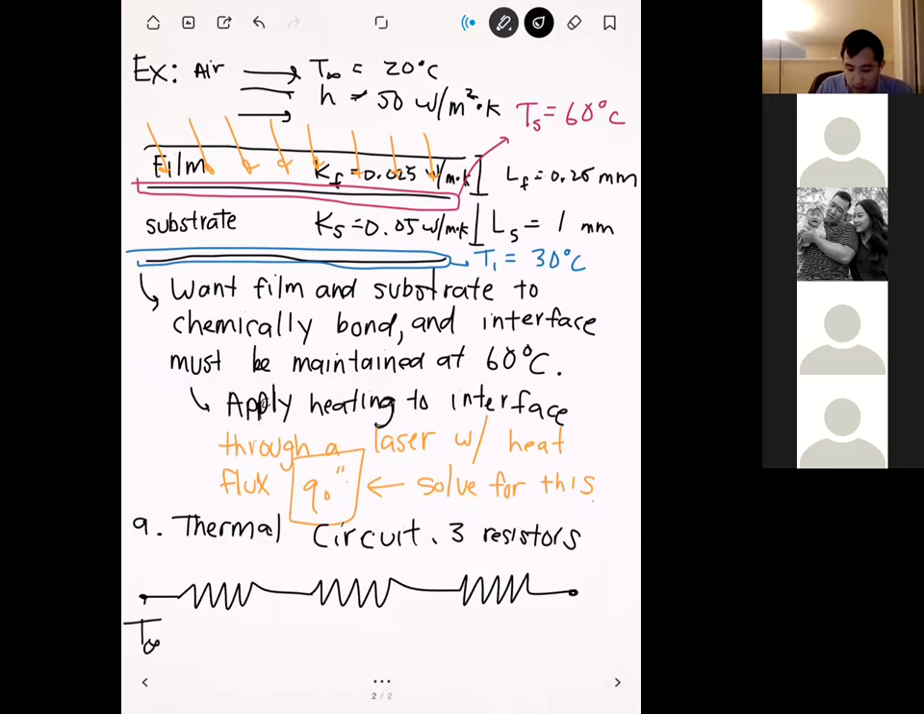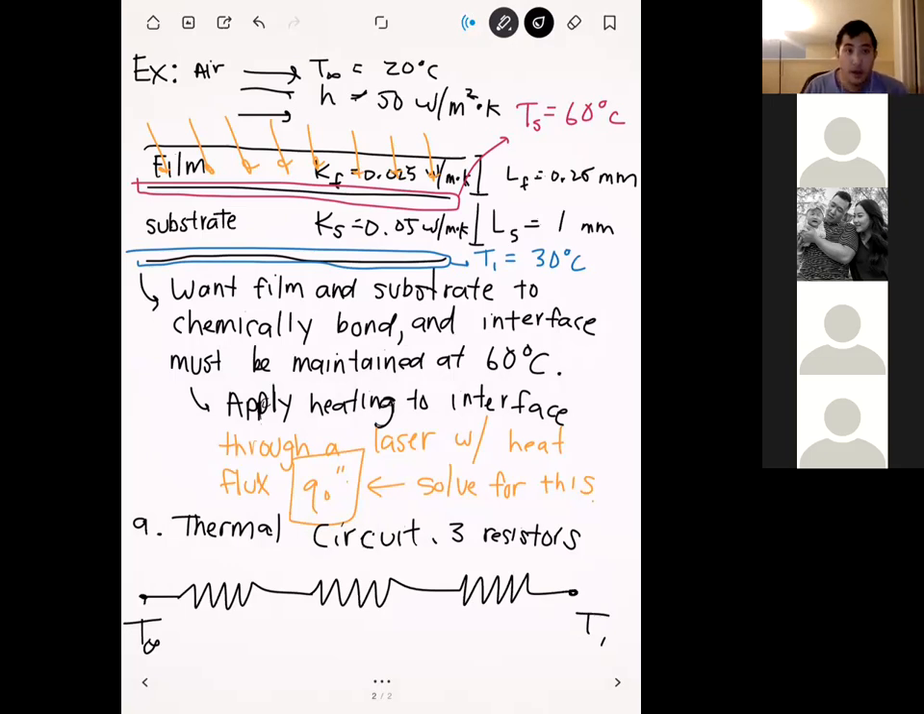And so we'll call the left side of the circuit T infinity, and that's the temperature of the air. On the right side, we'll call this T1, which is the temperature on the bottom of the substrate. Notice how I chose the two end temperatures here. On the very top, we have T infinity, which is why I chose it to be on one side. On the other side, I have T1, the very bottom of our geometry. Those are always going to be your two end nodes.